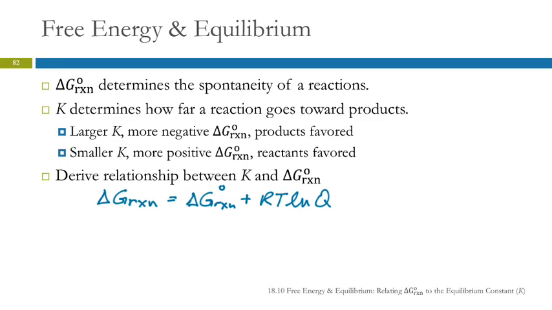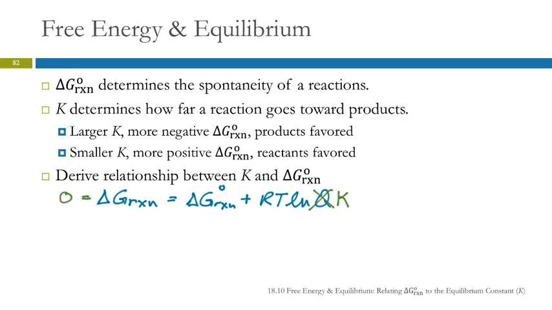So at equilibrium, what do we know about Q? It's equal to K, right? So at equilibrium, we could cross off Q and write K in there. What is delta G at equilibrium? It's 0, right? It's not going to go forward or reverse. Nothing's going to happen. So delta G is equal to 0.